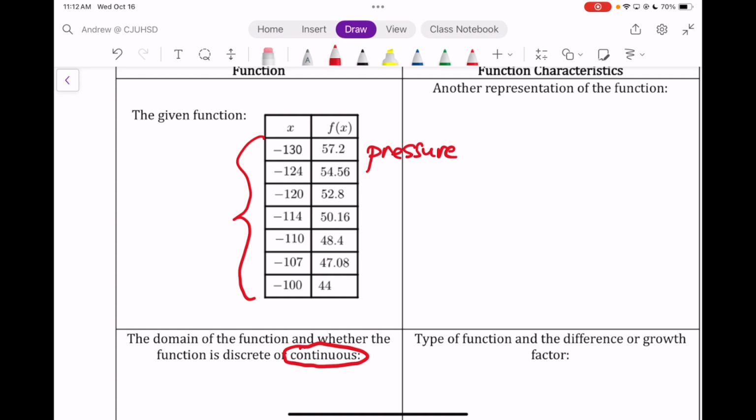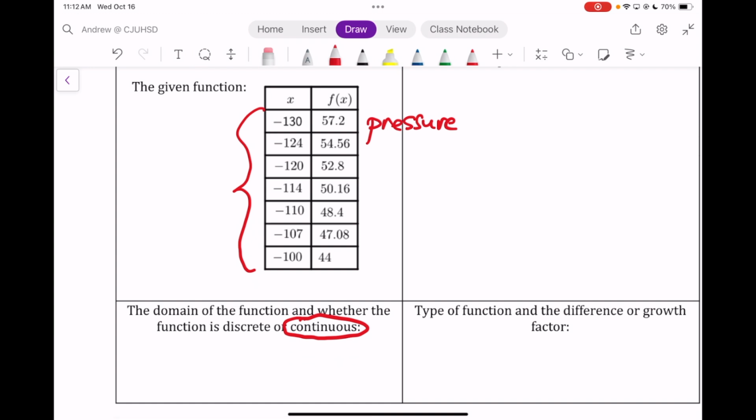That means that the domain of this function, if the story started at negative 130, it would end when you get to the surface of the water at 0. So this is all reals, but only in a specific interval. So all reals between negative 130 and 0. If, for example, that is what the story is.